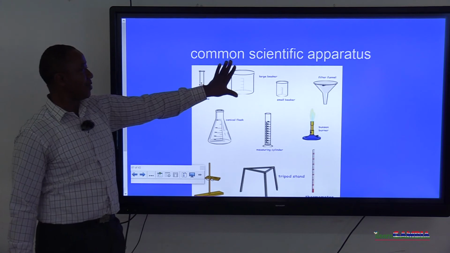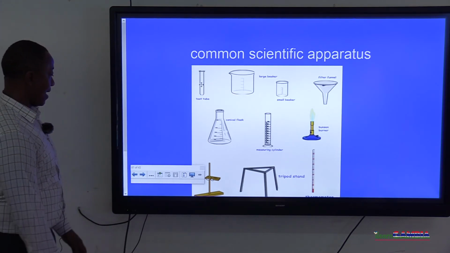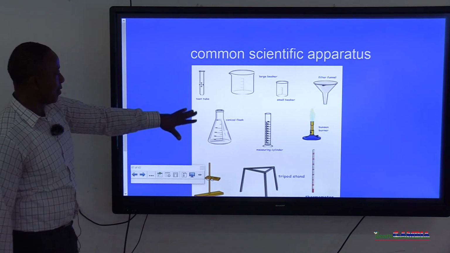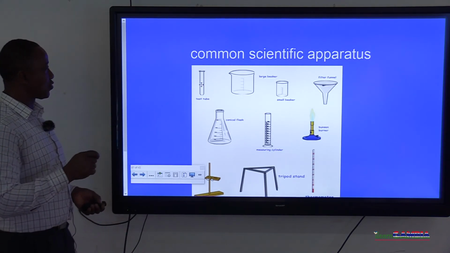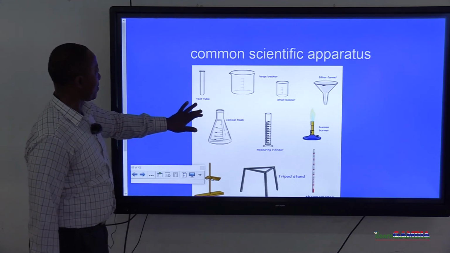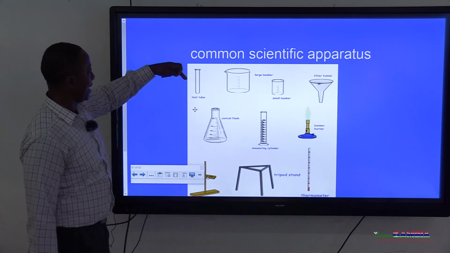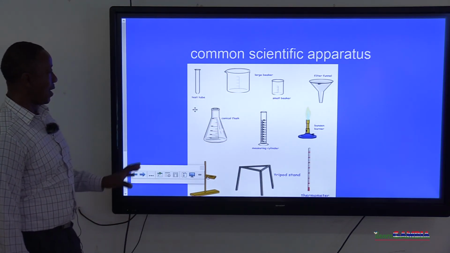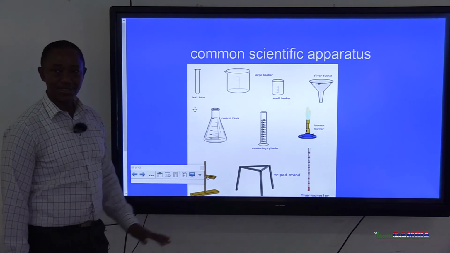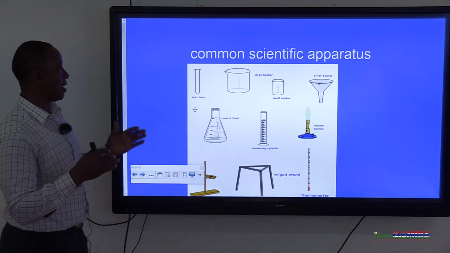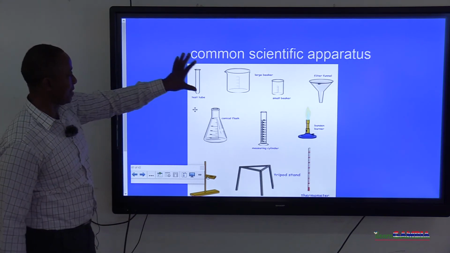We are almost done. We're looking at common scientific apparatus, and you are required to know their names. They are drawn in a simple way for you to be able to draw them. And interestingly, you are expected also to be able to name them and state their uses. So I deliberately didn't put the uses here. I want you to go and, as homework, find out the uses of these instruments.